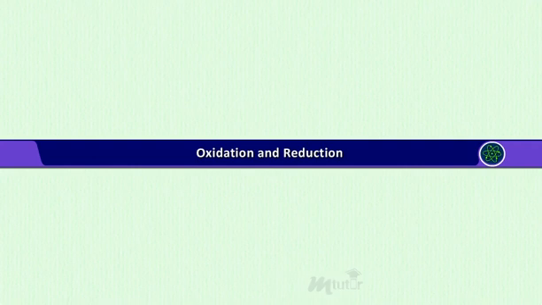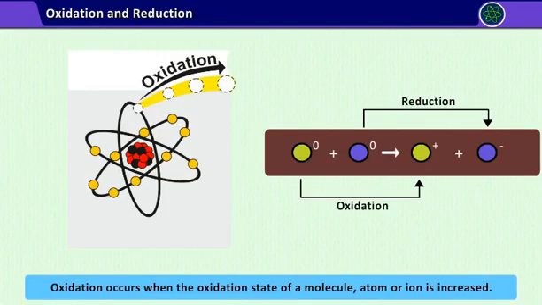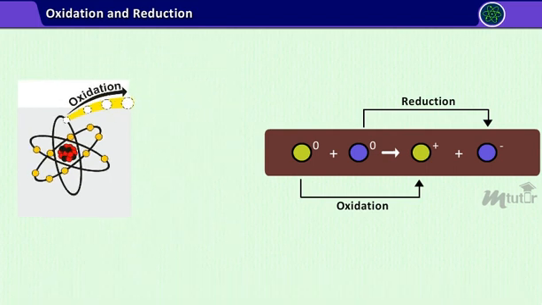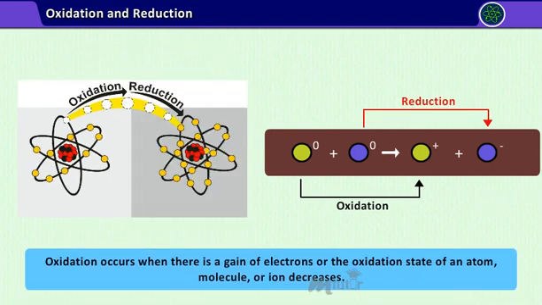Oxidation and reduction. Let us see the oxidation reaction first. Oxidation is the loss of electrons during a reaction by a molecule, atom or ion. And, it occurs when the oxidation state of a molecule, atom or ion is increased. Now, what is reduction? The opposite process of oxidation is called reduction, which occurs when there is a gain of electrons or the oxidation state of an atom, molecule, or ion decreases.